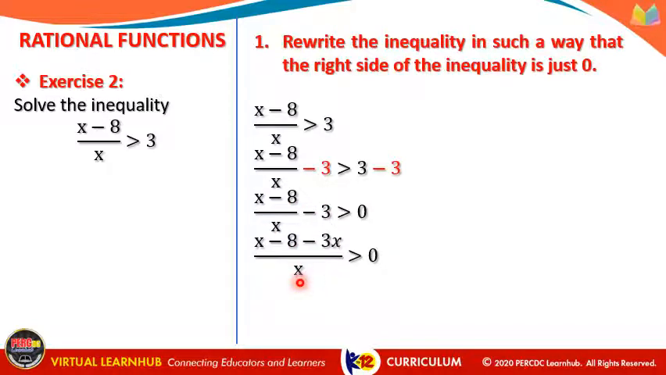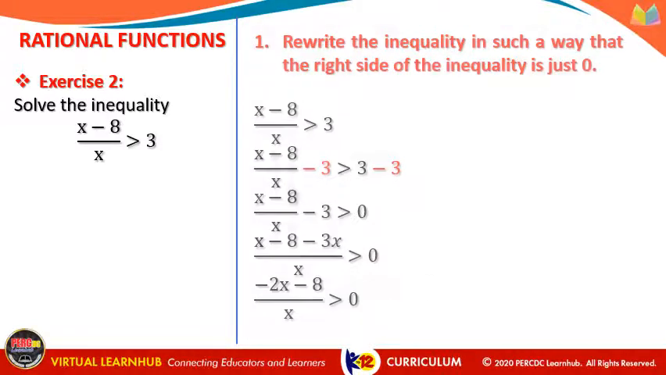Alright, so x divided by x is 1. 1 times x minus 8 is x minus 8. X divided by 1 is x. X times negative 3 is negative 3x. And then you have x minus 3x will give us negative 2x. Ito na ngayon yung ating simplified inequality. So this is step 1. Kung hindi pa naka-0 yung right side, then i-rewrite natin ito na 0 yung right side.